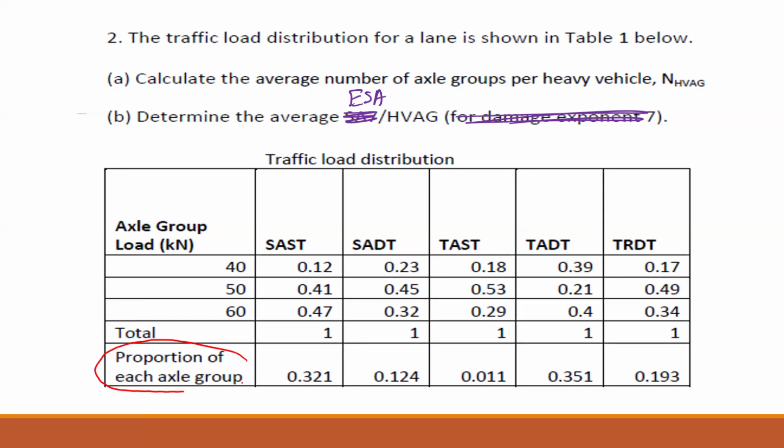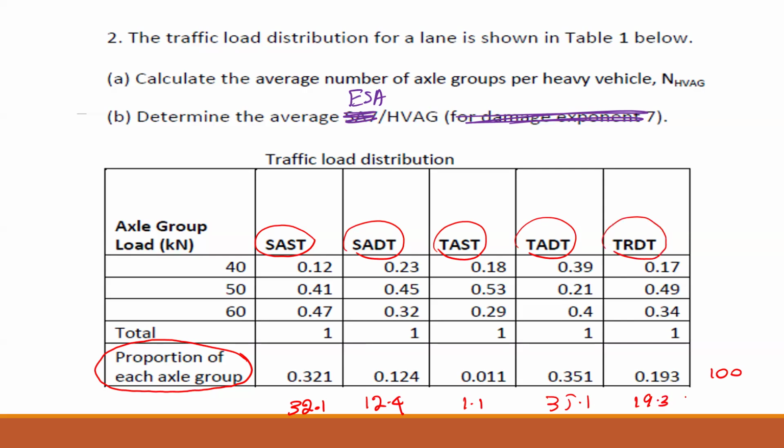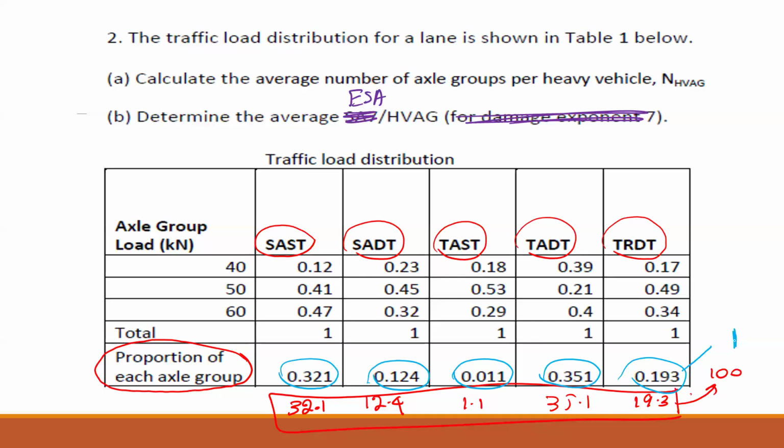So this will give you the proportion of each axle group. If you consider 100 heavy vehicles, 32.1 is single axle, single tire. 12.4 is single axle, dual tires. And 1.1 is tandem axle, single tire. 35.1 is tandem axle, dual tires. And 19.3 is tri-axle, dual tires. When you add all these together, you get 100. Am I right? Instead of giving these percentages, they have given you proportions. So that's the only difference here. When you add all these together, you don't get 100. Instead, you get 1. Am I right?